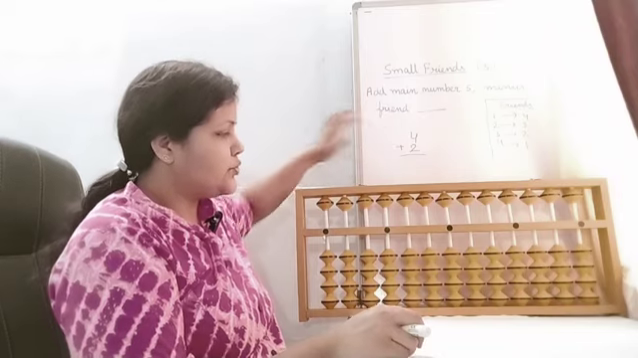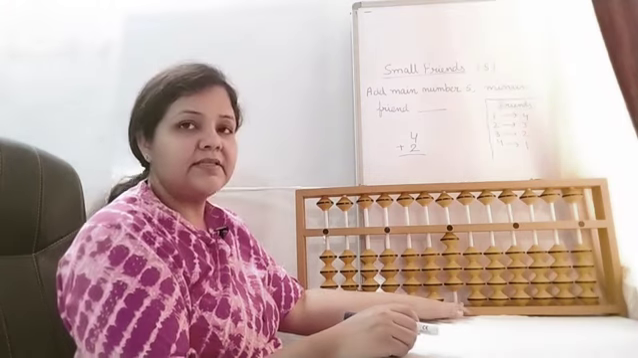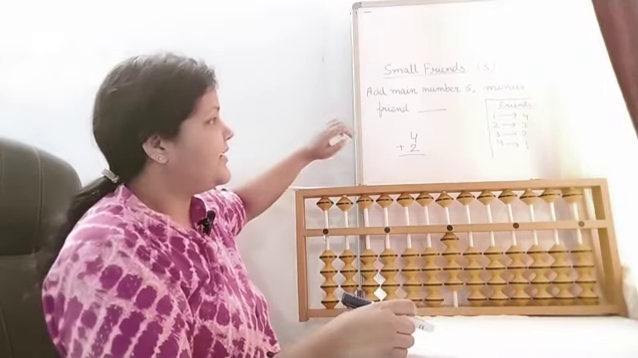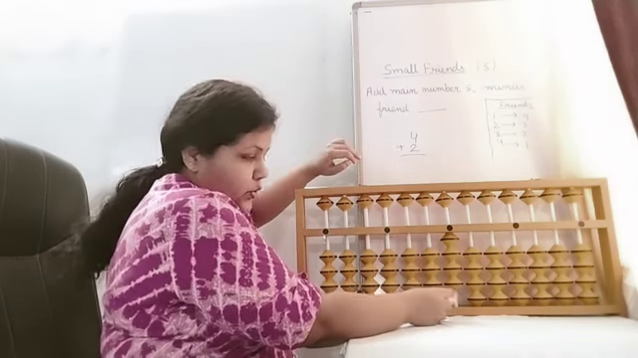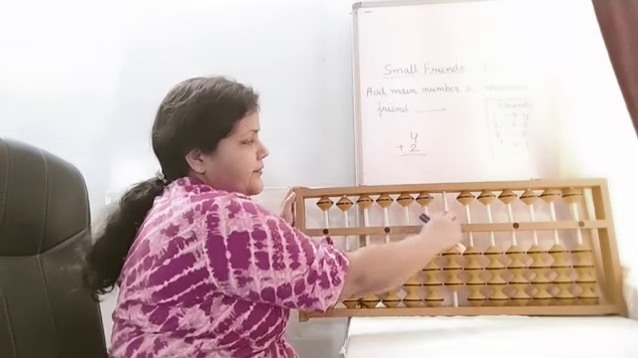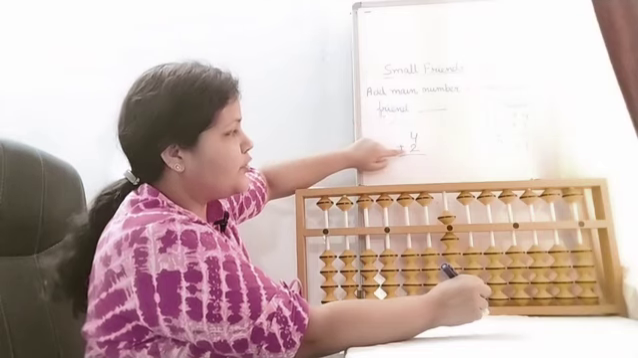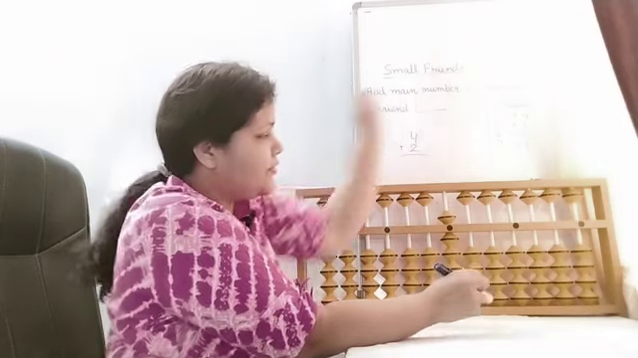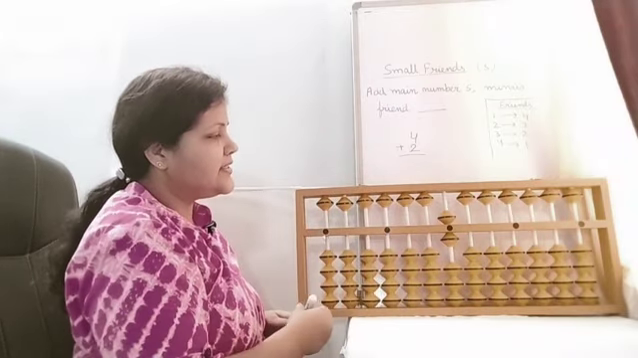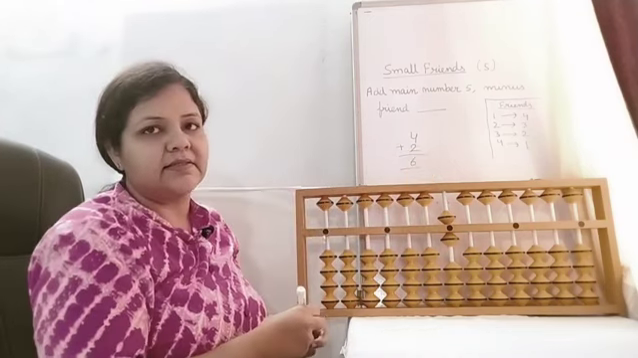Let's see one more example. Question is 4 plus 2. We have 4. Now we don't have lower beads to add directly, so we'll have to apply some formula. We'll use small friend. We have to add 2 to 4. So we'll use the formula: add the main number 5, minus friend. Friend of 2 is 3. So we'll minus 3 and we have got our answer, which is 6. So this is our answer.